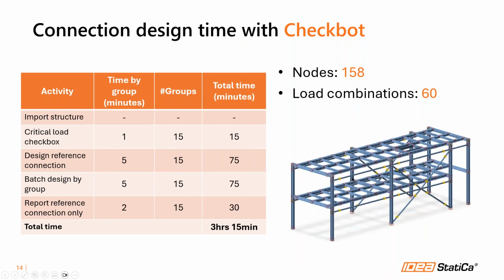For a group with rolled I sections, it was around 1 to 2 minutes to run the calculation, because it also depends on how many nodes are part of that group. So there are many factors that can influence the final result, but as I mentioned, the average time was about 5 minutes for a group of nodes. And then creating the report for the reference connection, which you've also seen in the presentation. So the total time here is 3 hours and 15 minutes.